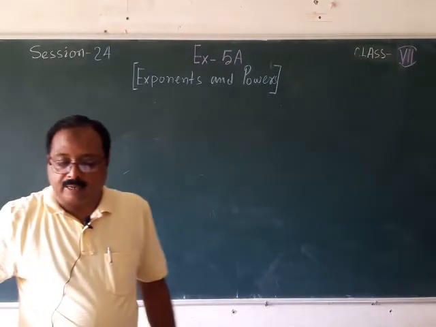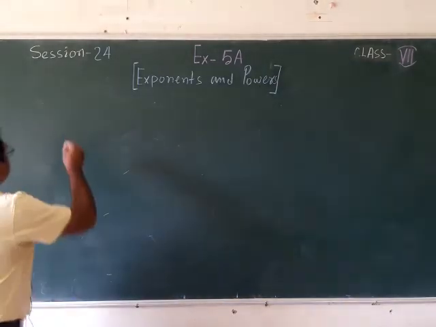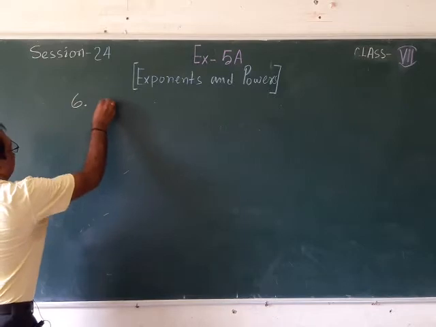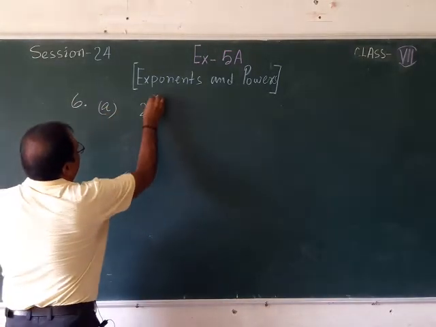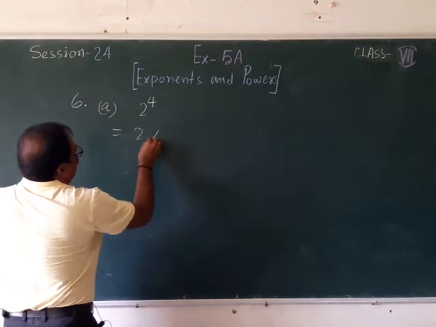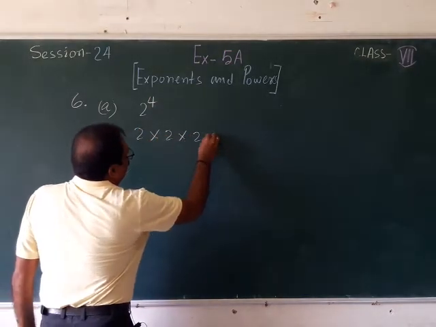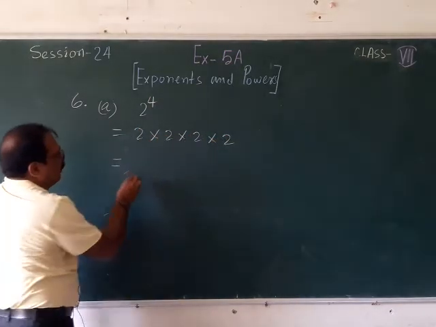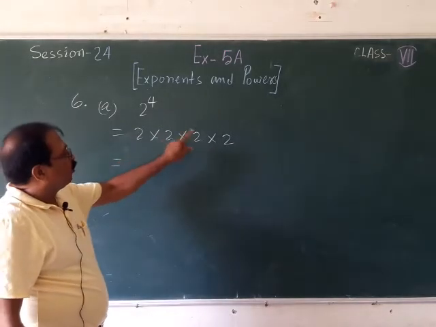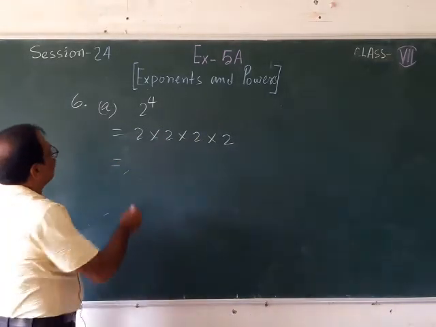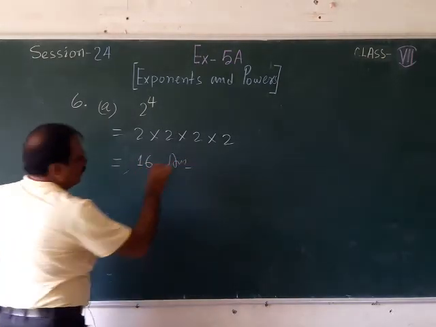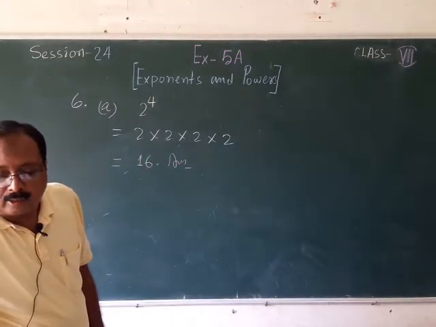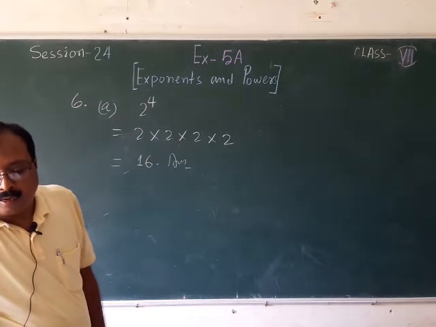In the 6th question again evaluate is written. Question number 6a, what is the question? 2 to the power 4. That means 2 multiplied 4 times. 2 2s are 4, 4 2s are 8, 8 2s are 16. Directly I can write here 16 is your answer. So like that you can write the numbers.